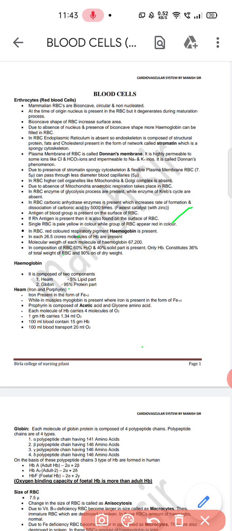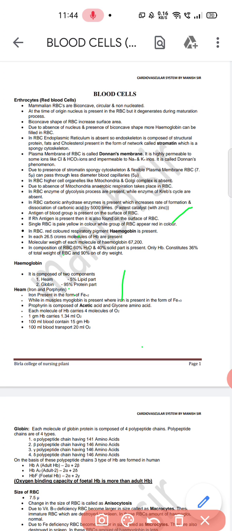In RBC, the red colored pigment is hemoglobin. In each RBC, 26.5 crore molecules of Hb are present. The molecular weight of each molecule of hemoglobin is 76,200. In the composition of RBC, 60% is water and 40% is solid part. Hb alone constitutes 36% of the total weight of RBC.